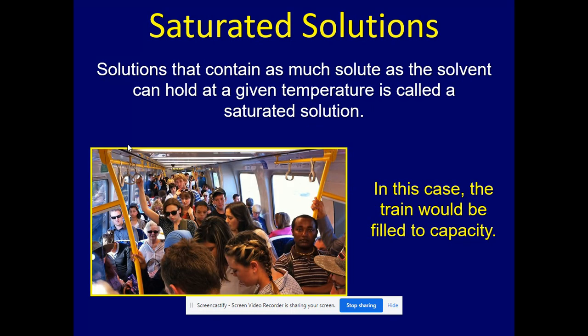Now, a saturated solution holds just the right amount of solute in it at that temperature. Think of that like a train that's full of passengers. No more could fit on there, but it's definitely reaching its capacity. So that's a saturated solution.